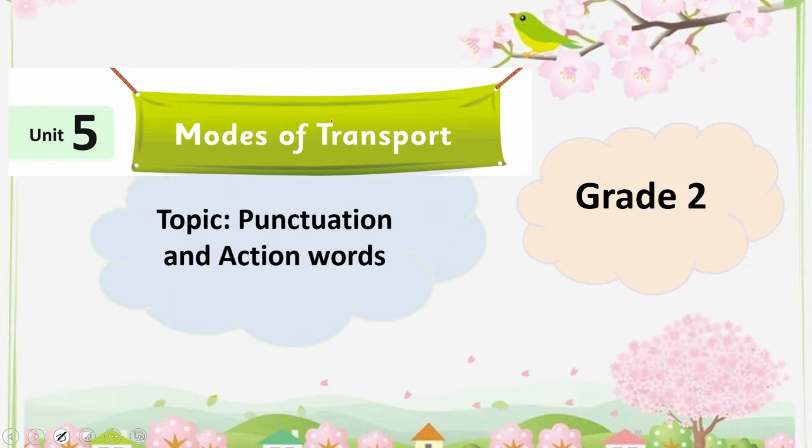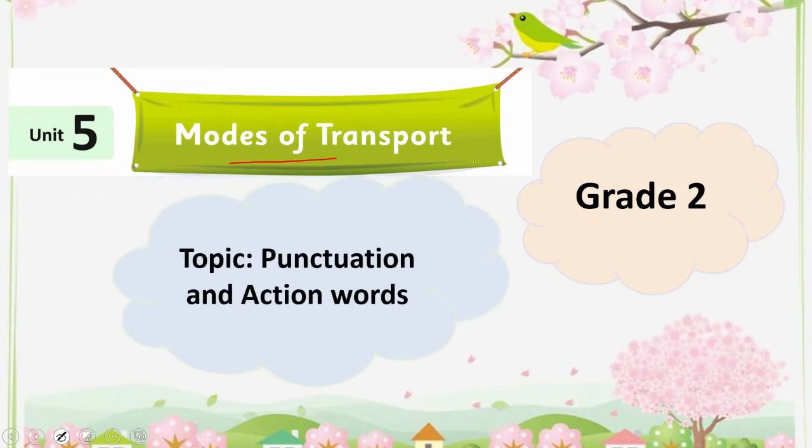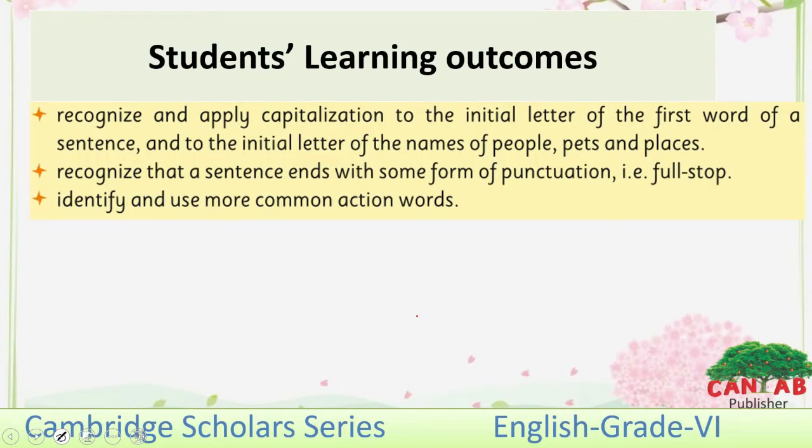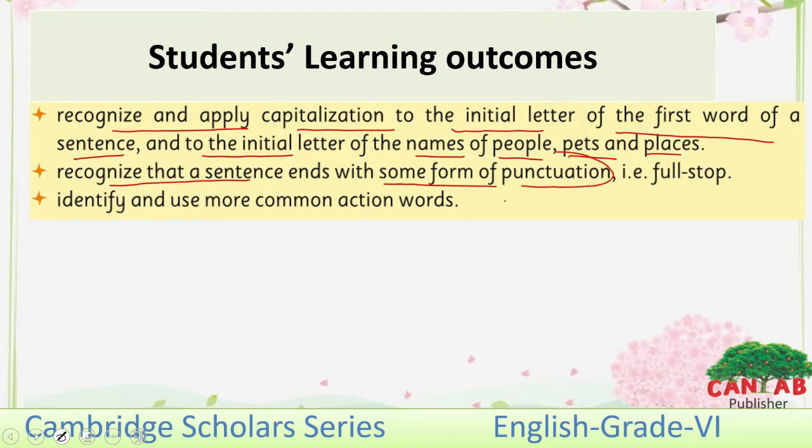We are going to start our lesson from unit 5, modes of transport. Our topic is punctuation and action words. SLOs of this lesson are: recognize and apply capitalization to the initial letter of the first word of a sentence and to the initial letter of the names of people, pets and places. Recognize that a sentence ends with some form of punctuation like full stop. Identify and use more common action words.